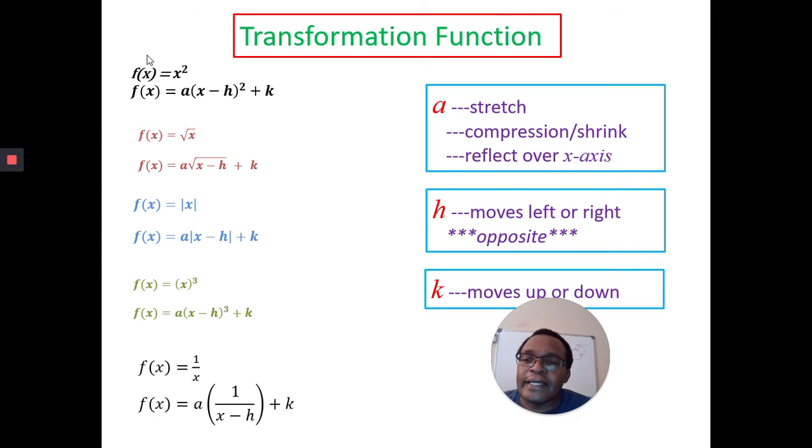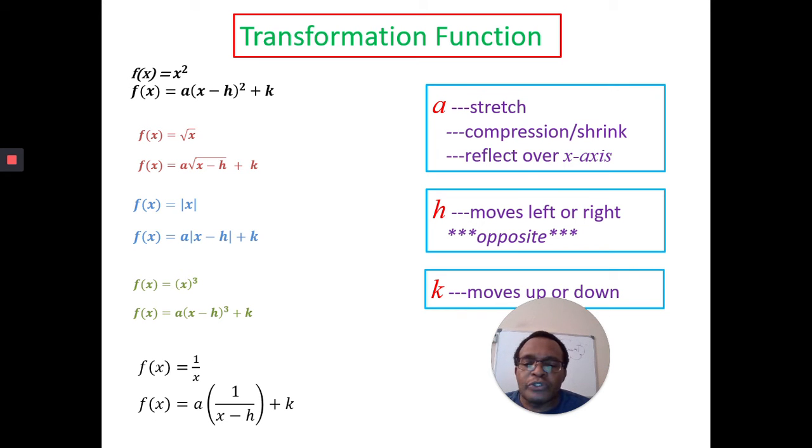The first one here is a quadratic function. The second one here is a square root function. The next one is an absolute value function. The next one is a cube function. And the last one here is a rational function. So these are the functions we are going to look at.